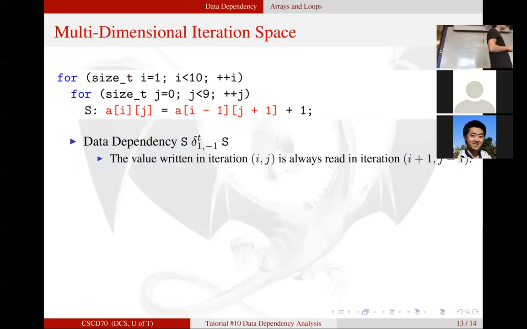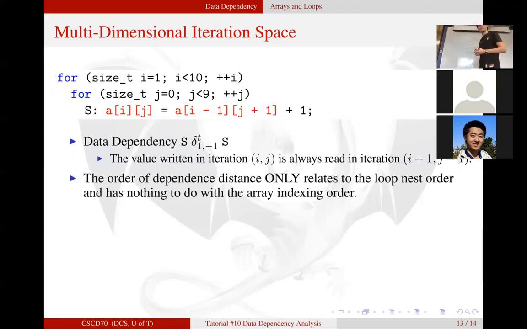What we can see from this i minus 1 is that the value written in the iteration ij is always read in iteration i plus 1, j minus 1. Okay, so this is what this 1 minus 1 represents. And similarly, I remember on Piazza, there's a question asked.